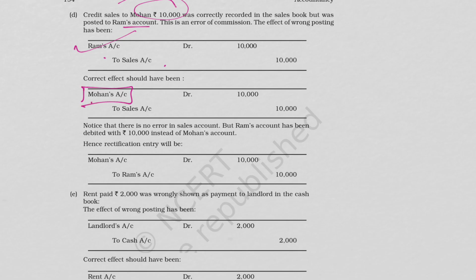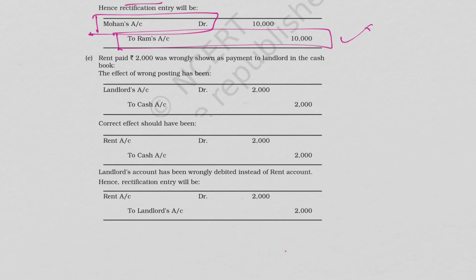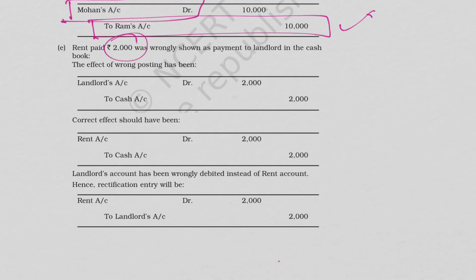So notice that this part we have recorded correctly. There's no error in sales account, but Ram's account has been debited. So there's an excess in Ram's account, and Mohan's account we have completely omitted. So we will debit Mohan's account, which we should have done earlier, and we'll credit Ram's account to remove the excess debit.